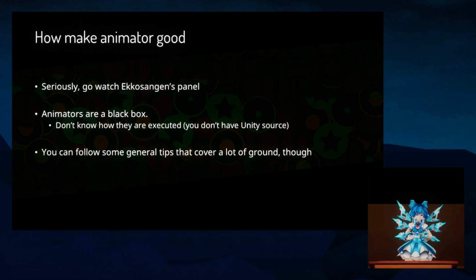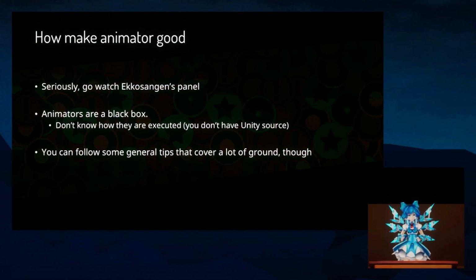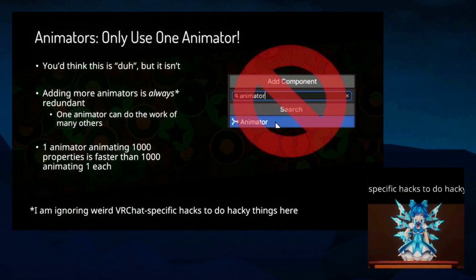Another important part is that, seriously, go watch Echo Sangin's panel, but also animators are a black box. We don't know how they're executed. You guys don't have Unity source. You have no idea how the code is, you don't know how to best use the system in order to prevent issues with it. There are some tips if you dig around, especially from around the 2010, 2012 kind of era when Mechanim Dev was implementing the animator system. If you poke around the Unity forums, you can find some interesting information. And Unity Docs has some, they're thin. As usual, Unity documentation is thin on the subject.